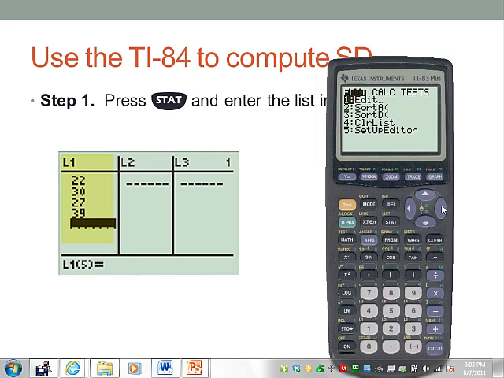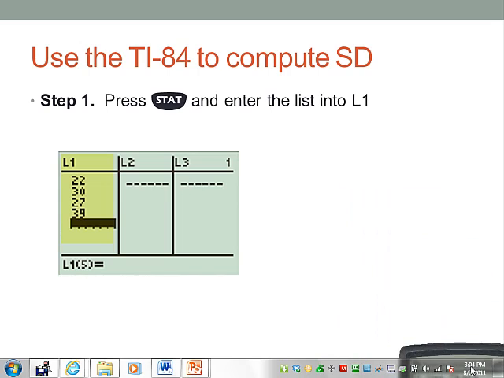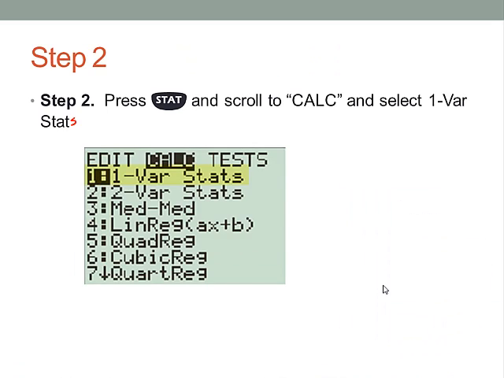I press stat, scroll over to calc, and select this top one, 1-variable statistics. I could just press enter or get in the habit of telling it that the values are in L1 and press enter, and there it is, standard deviation. It also gave me the mean at 29.5. I could scroll down and look at the median as well. Okay, move that out of the way.